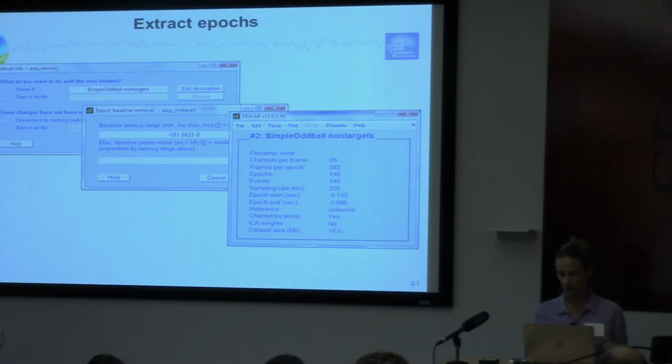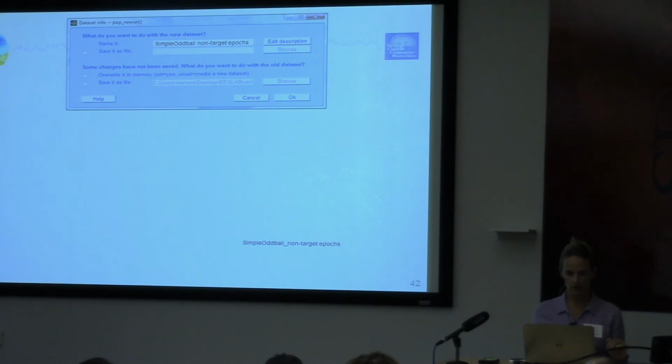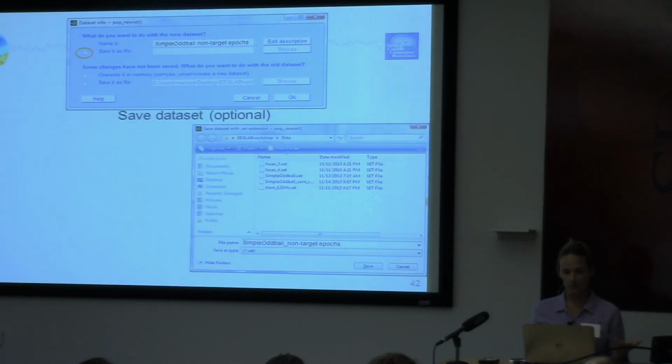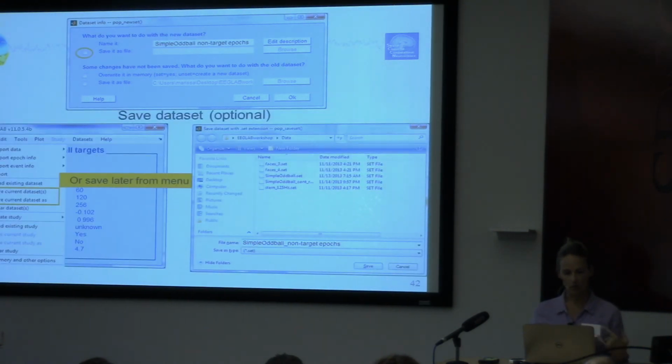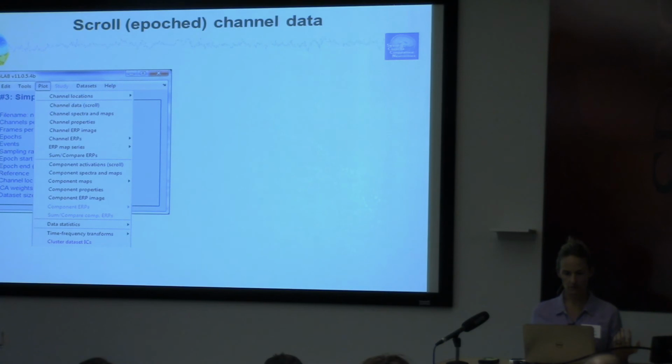And so this is what the GUI looks like after you've epoched the data. Now your epoch field should say a reasonable number of epochs, and it'll have a number of frames per epoch instead of number of total frames. All right, so as I said before, you can save it immediately, or you can save it later from the file menu.